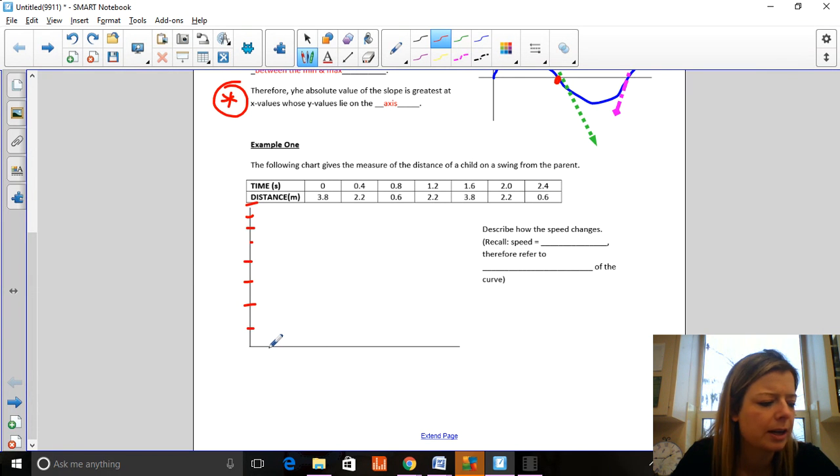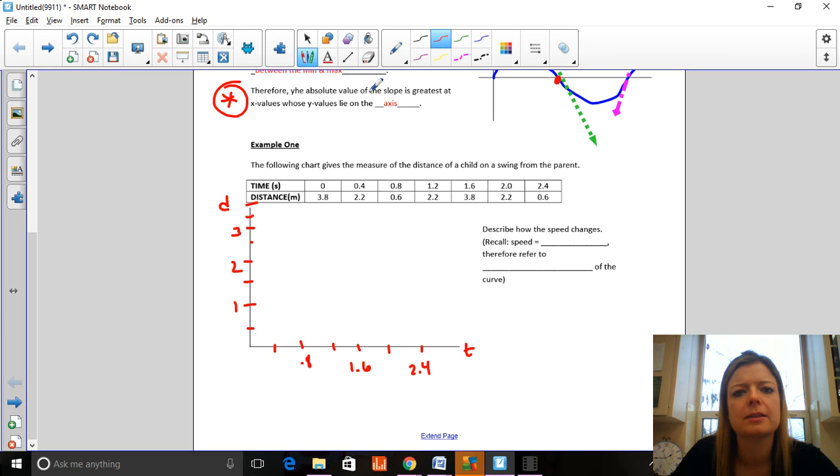We're given up to 2.4, so we can go up by 0.4. So 0.4, 0.8, 1.2, 1.6, 2.0, 2.4. So this is time. And again, here I went up by 1, 2, 3. And this is distance.